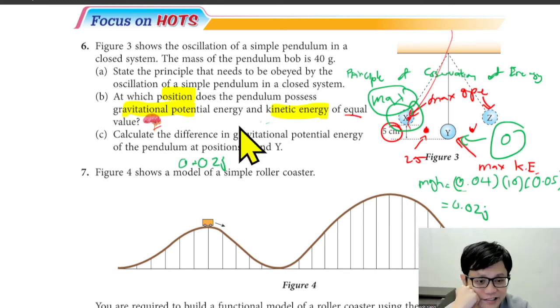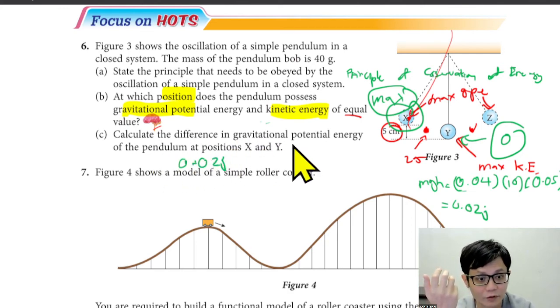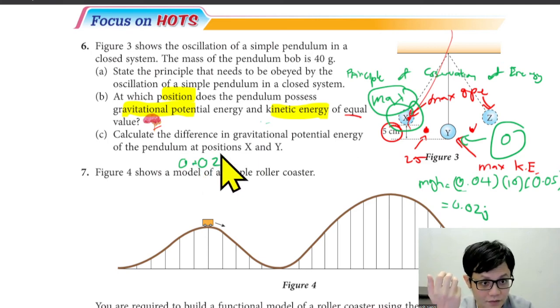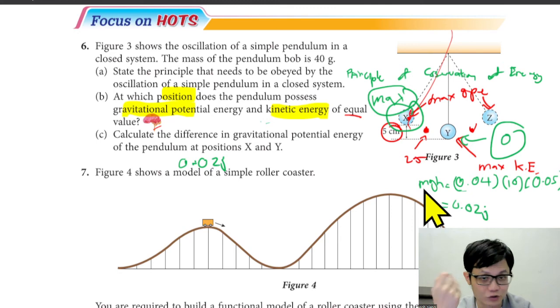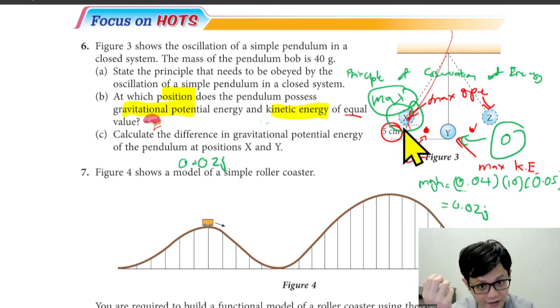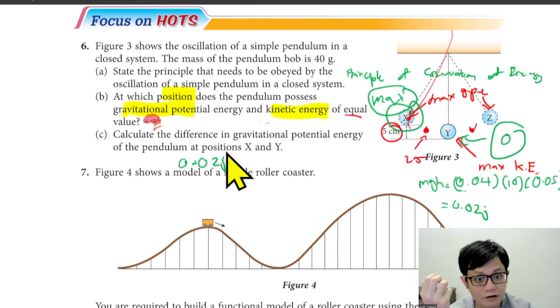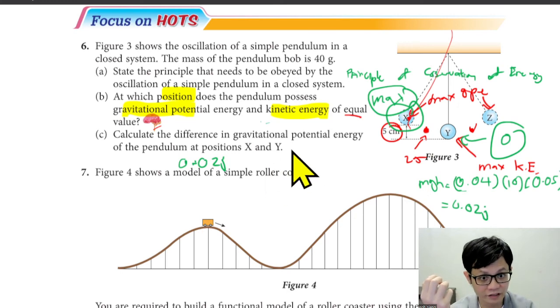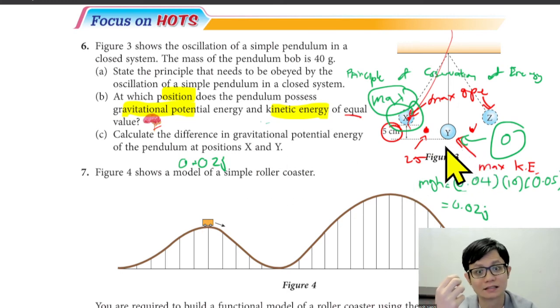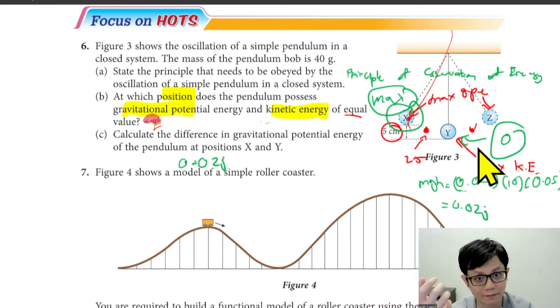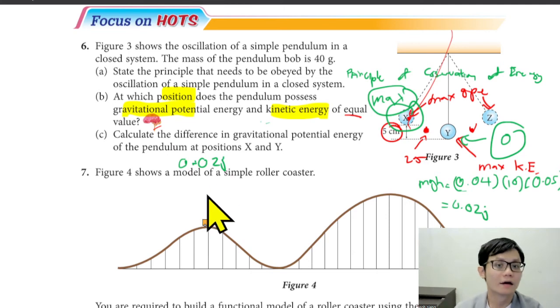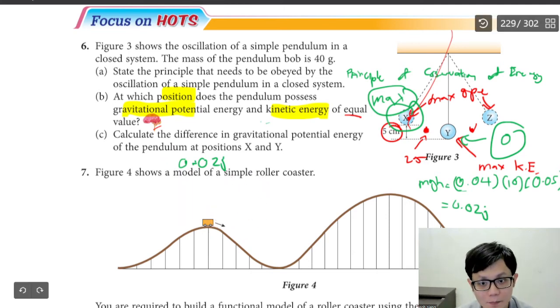Okay, I'm scared you don't understand the question, so I say the question again. Calculate the difference in gravitational potential energy of the pendulum. I get the formula, mgh, I think you also know. So you get 0.02. I know X is 0.02. Now the question says calculate the difference between X and Y. Y is sure 0 because Y is not moving up, so there is no potential energy. So I just use 0.02 minus 0, I get the answer 0.02. I hope you understand my explanation.